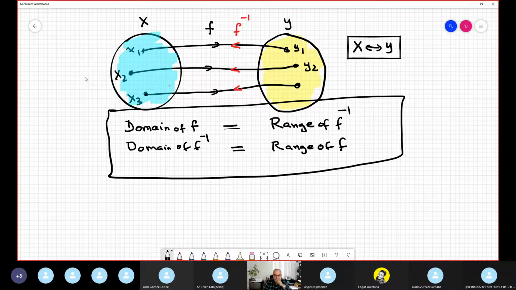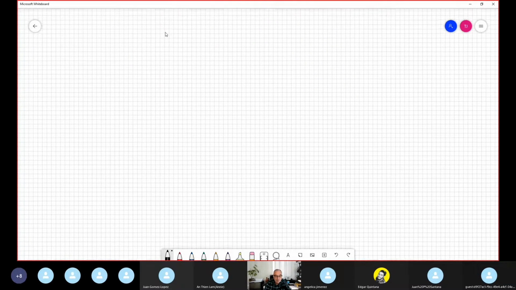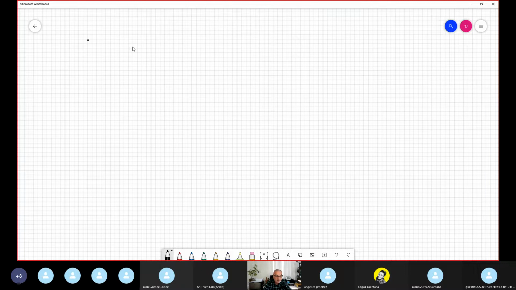I bring 3 examples to illustrate very well this idea. Example 1. Example 1 is a function, it's given. The original is x cubed plus 3. And we have 5 different questions.